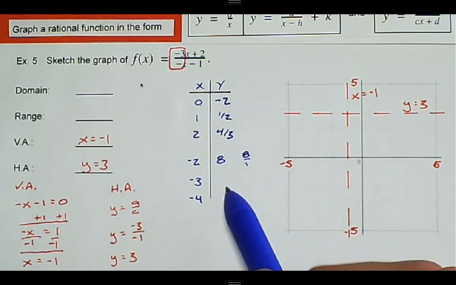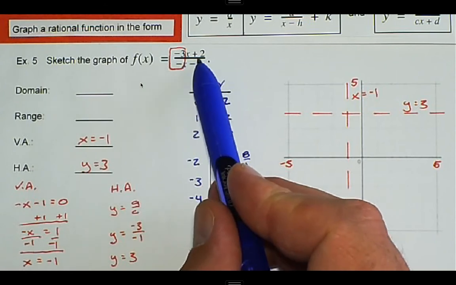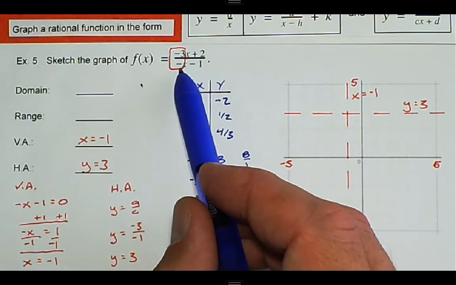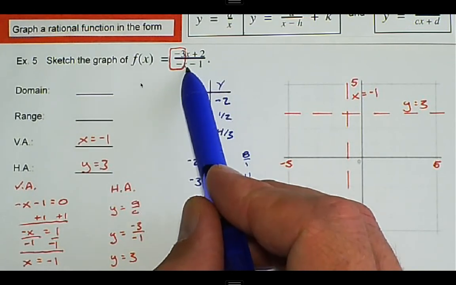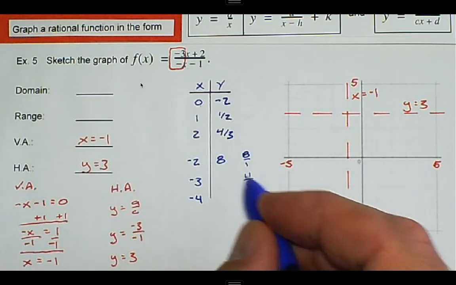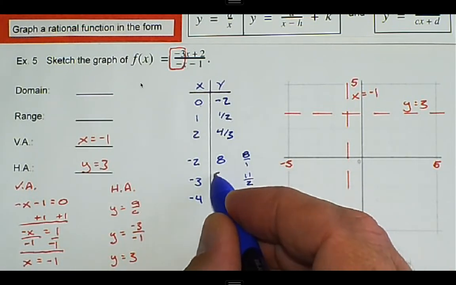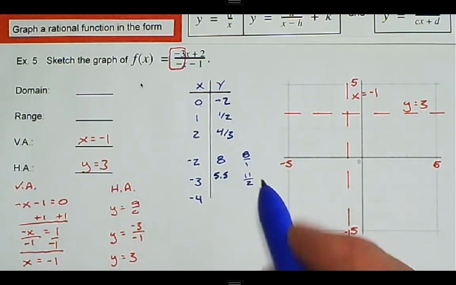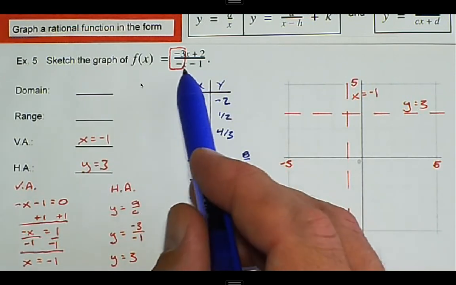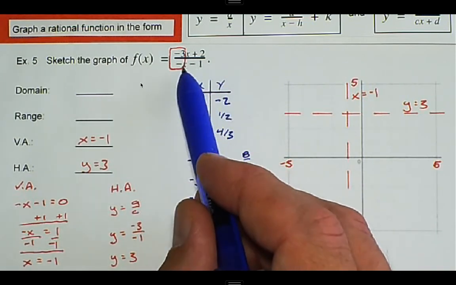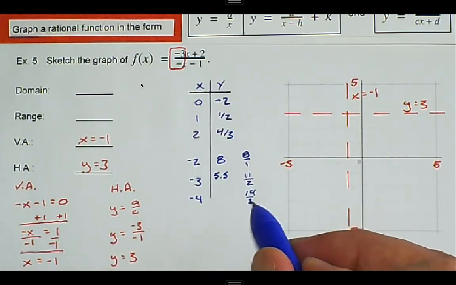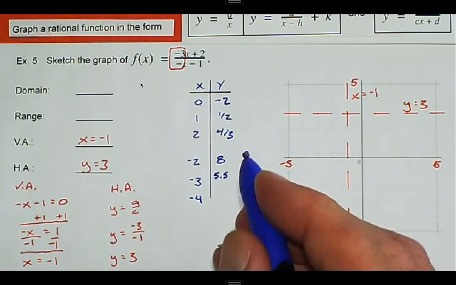If we substitute in negative 3, we get 9 plus 2 is 11. And negative times negative becomes positive 3, minus 1 becomes positive 2, so 11/2, which is 5.5. And if we substitute in negative 4, we get 14 in the numerator and 3 in the denominator, so 14/3, which is 4 2/3.